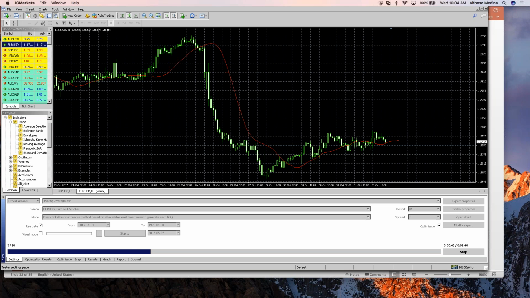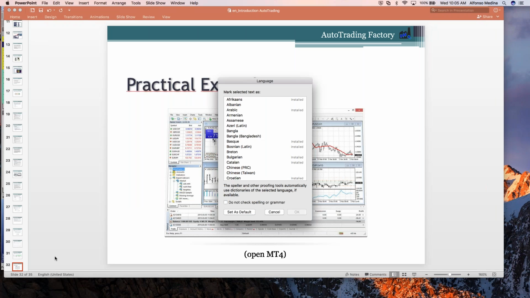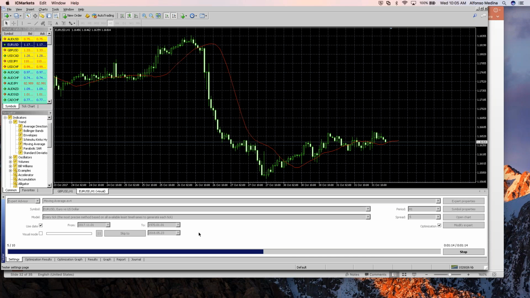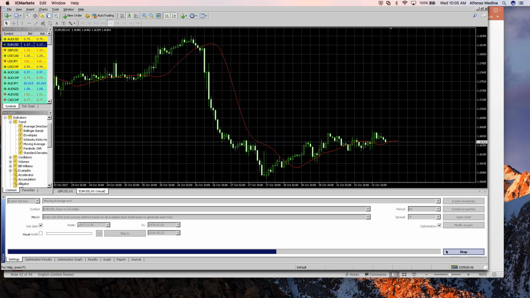Okay, let's give it some time. Something important that I want to point out that we should have done before is, before you even start the optimization, you'd have to disable the skip useless results option. This means that if the results are not positive, then it will skip them. I've already disabled that, so we just have to start.